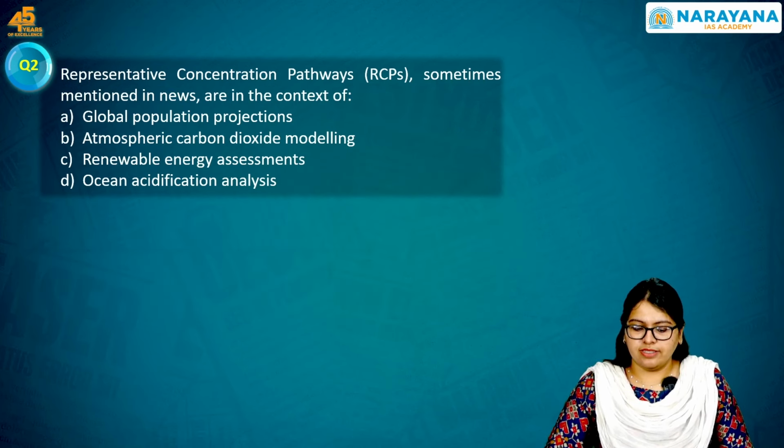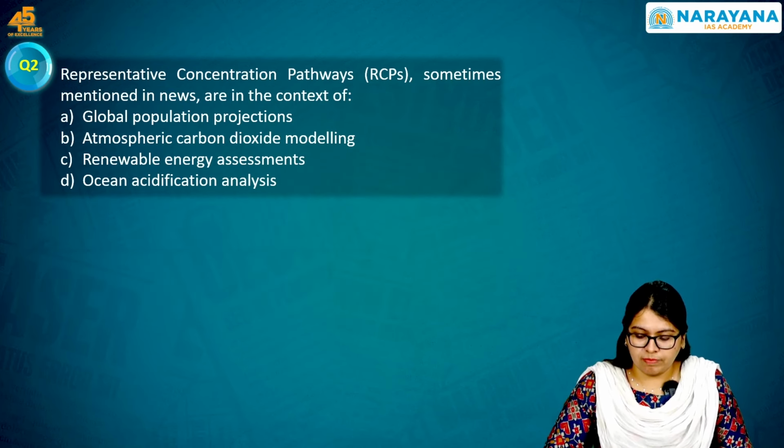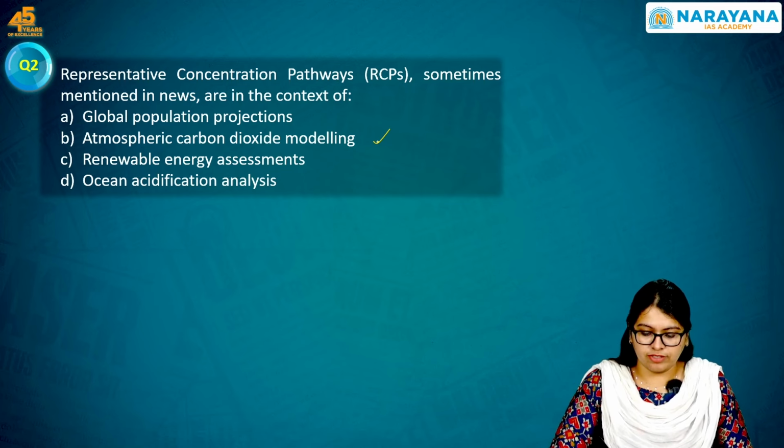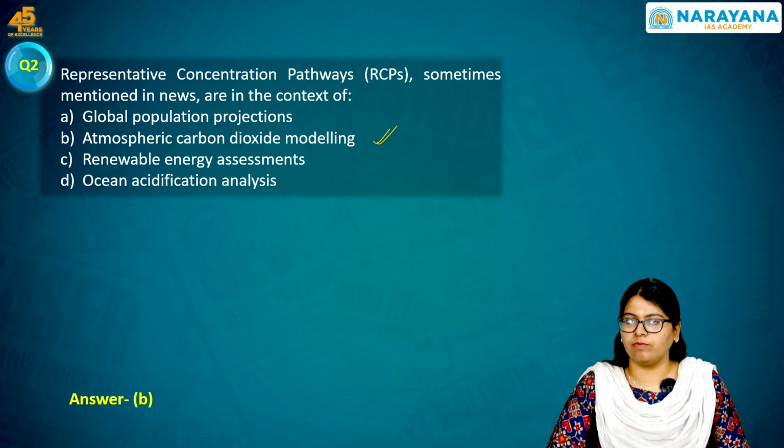The second question reads, representative concentration pathways sometimes mentioned in news are in the context of, atmospheric carbon dioxide modeling. So going by this particular option, the answer is option B.